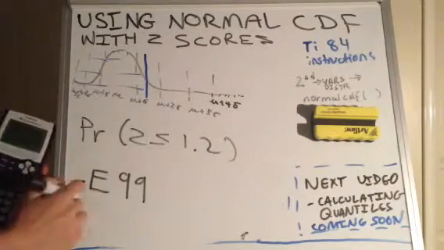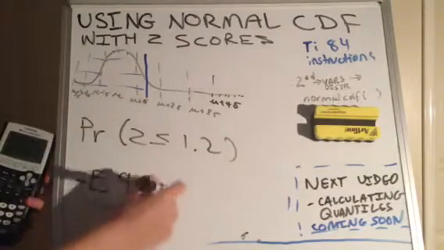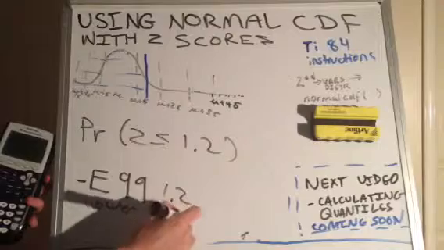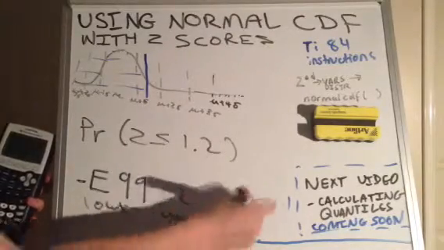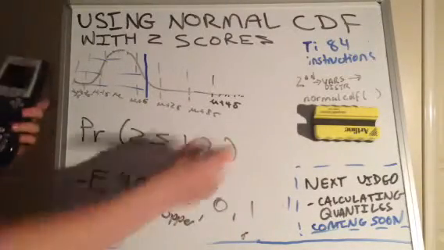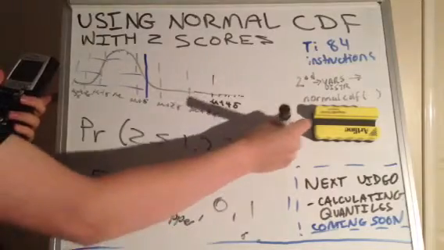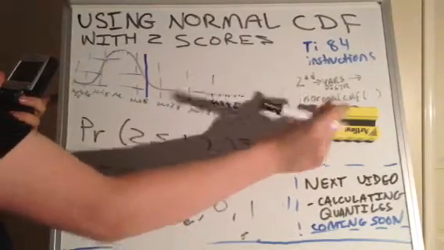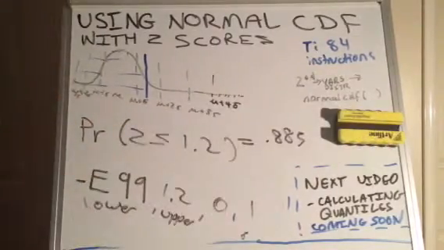If you've plugged it in correctly, again, this is the lower, 1.2 is the upper, the mean is of course 0 and sigma is 1. So we get a probability of 0.885. And that's a pretty decent probability. It's very likely for a random variable to be within that interval.